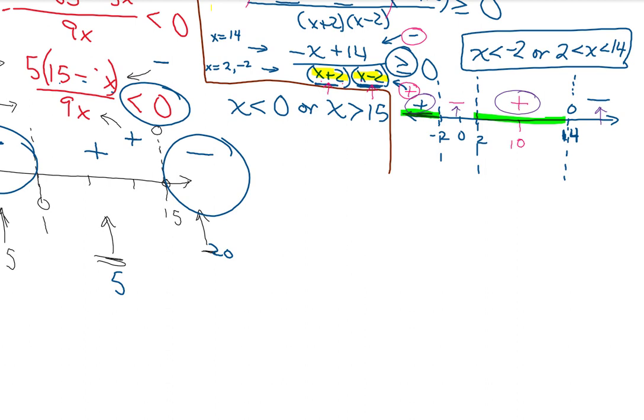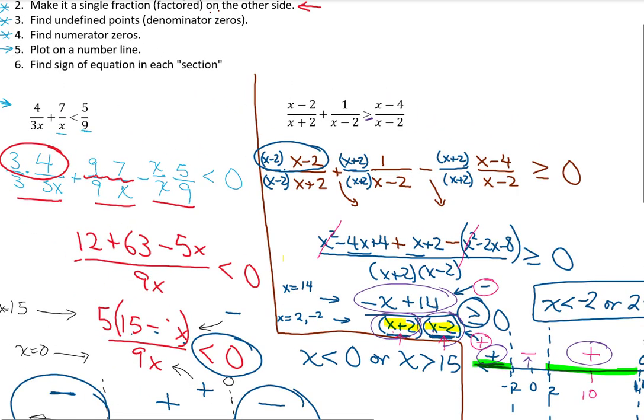Think of what happens when you plug in a number into one of those little expressions. Once you get it factored, all you're plugging into is each of these little things, and you're determining whether they're positive or negative, which is pretty easy. Okay? So that's the whole process.